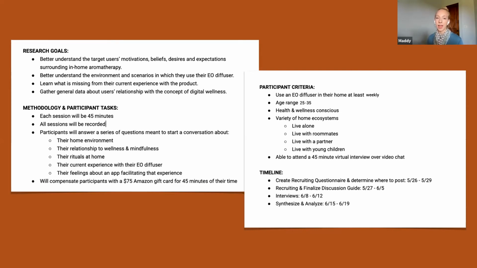So for me, they had to use essential oils in their home at least weekly. They should fall into an age range of 25 to 35, and that's just based on my research in how this type of product is marketed. They should be health and wellness conscious. And I also wanted them to have a variety of home ecosystems. I wanted to interview some people who live alone, some who live with roommates, some who live with a partner, and some who live with young children. And of course, they should be available to attend a 45-minute virtual interview over video chat. And then here you can also see my timeline for when I was going to complete each of these tasks.